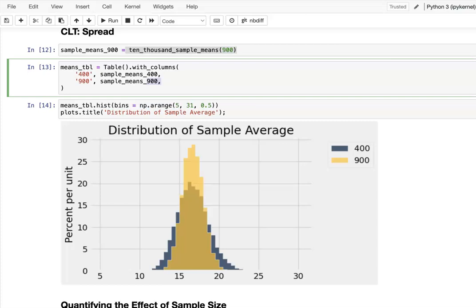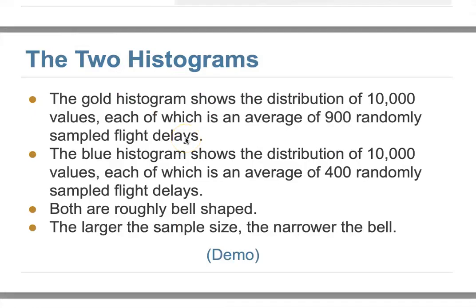So that's our discussion question. Continue with our discussion question. The gold histogram shows the distribution of 10,000 values, each of which is the average of 900 randomly sampled flight delays. The blue histogram shows the distribution of 10,000 values, each of which is an average of 400 randomly sampled flight delays. They are both pretty good, a bell shape. The only thing is the larger sample size, like the 900, has a narrower bell shape.